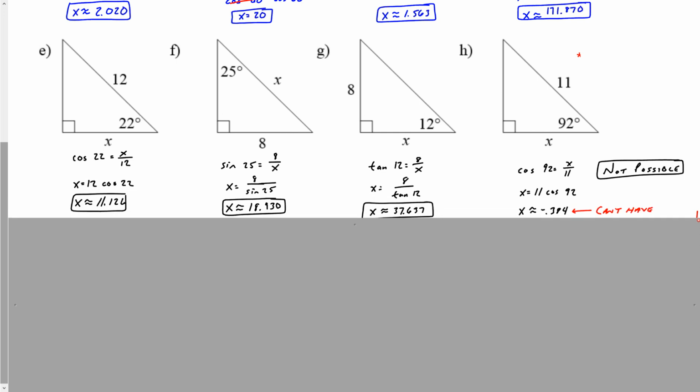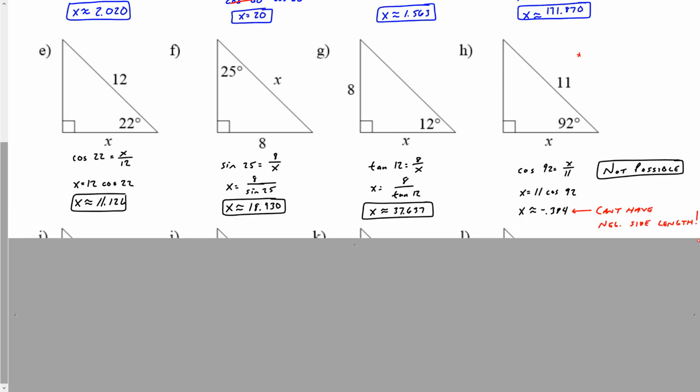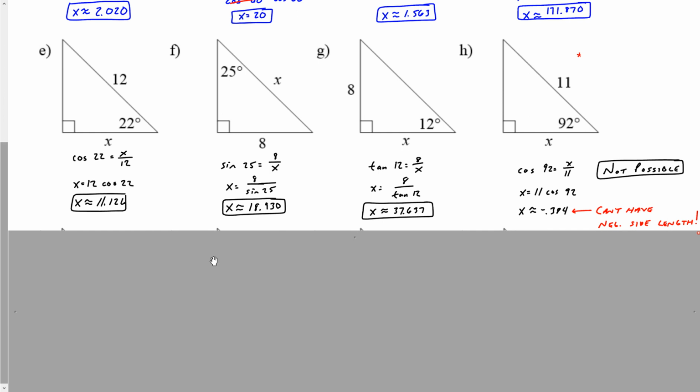Hopefully, when you worked through these, you found that you would have 11.126 for x, for the x value in letter E. Letter F, x is approximately 18.930. For G, x should be approximately 37.637. So if you need to fix any of those, please make sure you do so. If you need help putting these in the calculator, make sure you ask. I'm more than happy to help.